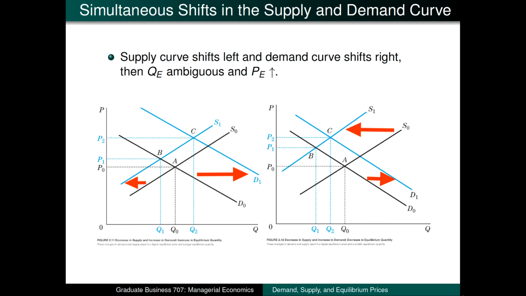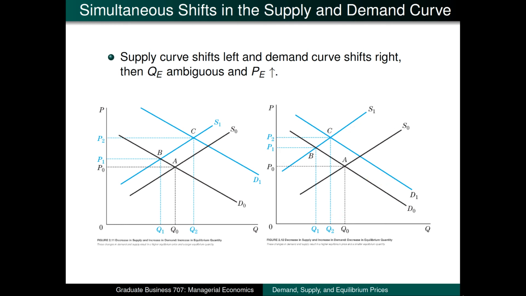Now that both curves are shifting, we compare the initial equilibrium, denoted as A, with the final equilibrium, which is labeled with the letter C. The graph on the left shows that equilibrium quantity ultimately increases from Q0 to Q2, and the equilibrium price ultimately increases from P0 to P2. In contrast, the graph on the right shows that the equilibrium quantity actually decreases from Q0 to Q2, but we have a similar increase in equilibrium price from P0 to P2.